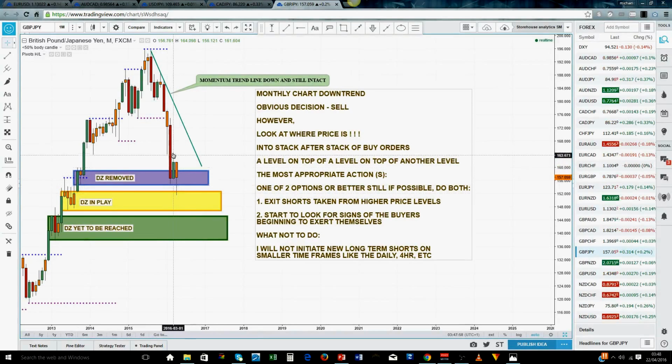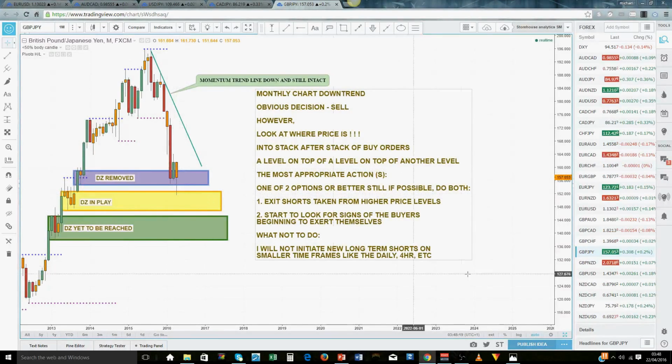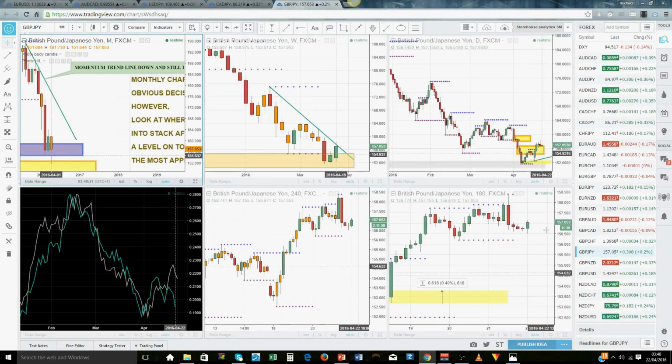Now, for anyone who is short, you've just seen a good chunk of your profits taken out if you were shorting into this area. This is a monthly chart, remember. We said this was the demand in control at the time. It's not an area we want to be shorting into. So that looks to be playing out.